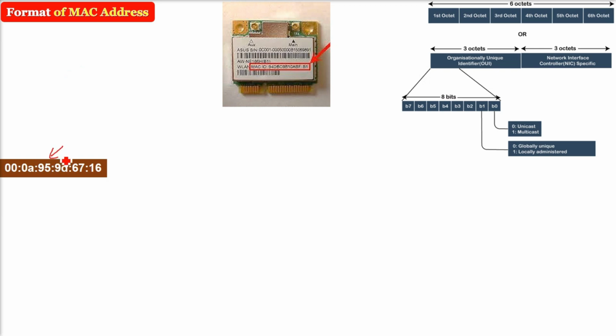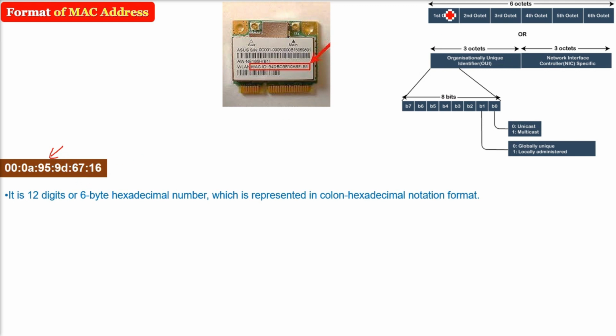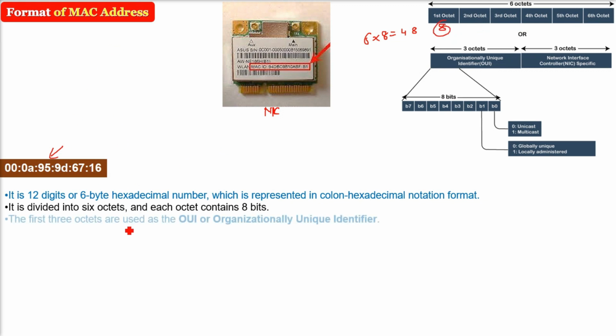So this is the format of a MAC address, media access control. These are 6 octets, so 6 sets of 8 bits, and this MAC address consists of 48 bits. This MAC address is already embedded while manufacturing in your network interface card, right? So this is a 6-byte hexadecimal number. It can be separated by a colon, by a dot, or by a hyphen.